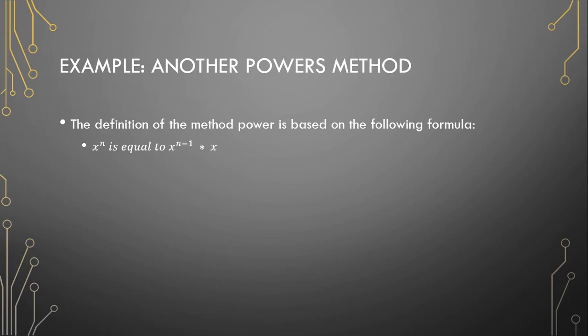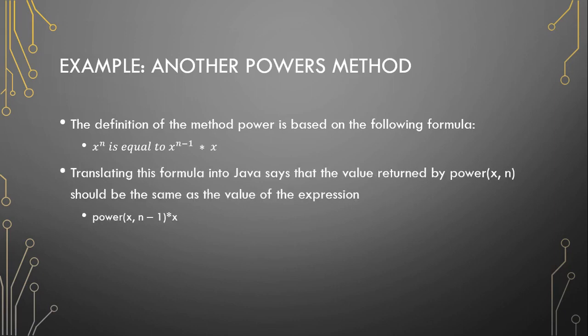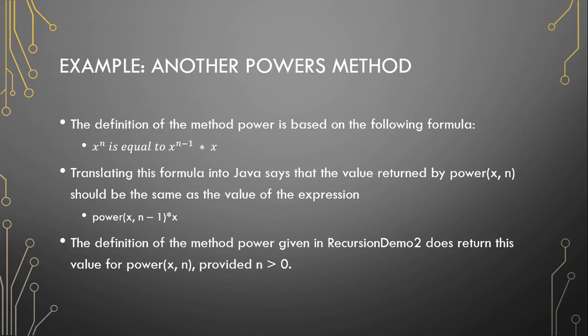So if x to the n is, let's say, 2 to the 3, x to the n minus 1 would be 2 to the 2 times 1 more x. That's the same thing as adding in that 1 more power. So translating this formula into Java says that the value returned by power of x, n should be the same as the value of the expression power x, n minus 1 times x. The definition of the method power given in recursion demo 2 does return this value for power x, n, provided that n is greater than 0.